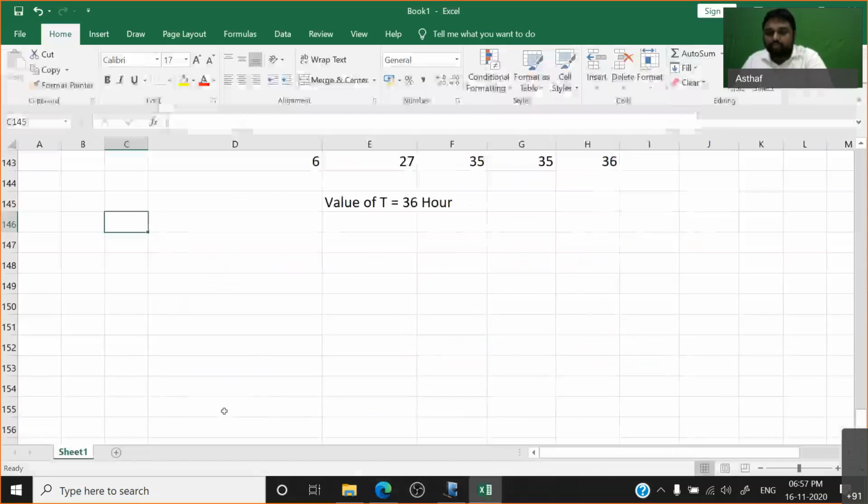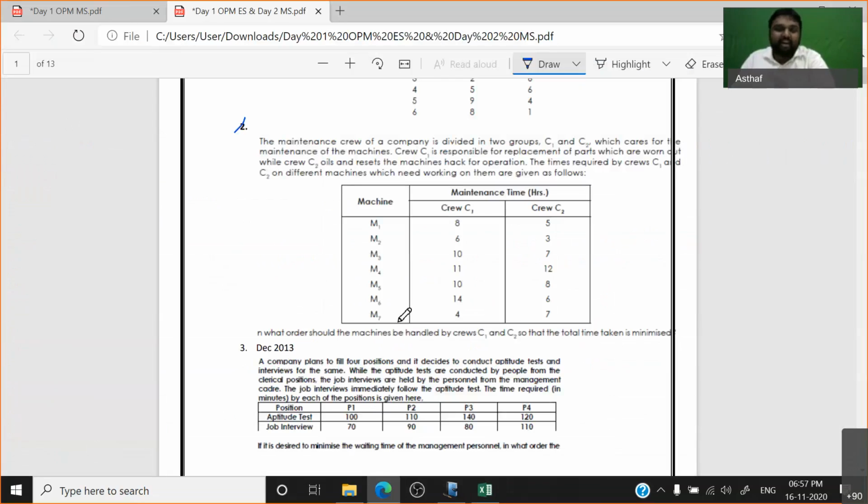Question number 2. So everyone listen here. How the order I will tell you. I will write the sequence here. So listen now. See, we have to look into this. If the item is coming in C2, you have to put the job or the machine in the right hand side. If the hour is coming in C1, you have to put in the left hand side.